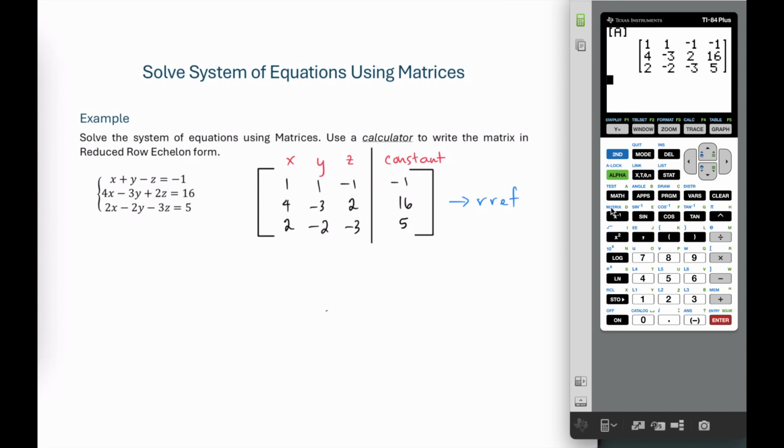And the matrix operators are also located under the matrix menu. So we'll say second, matrix again. This time we want to choose the math menu, which has all the operators in it. So we're going to arrow over one time to get to the math menu. And the function that we're after is the rref function. And that's close to the end of the list. So I'm going to arrow all the way down here until we come up to the function that is rref.